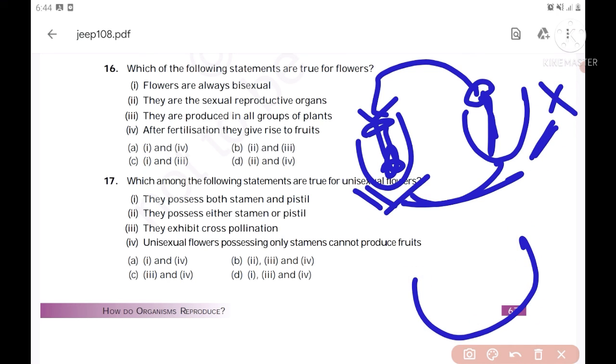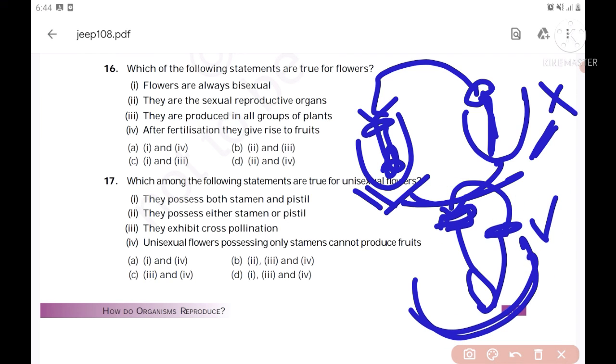What is self-pollination? A flower which contains a pistil and the stamen is called a bisexual flower. Now the pollen grain on the anther will stick to the stigma of the same flower. This is self-pollination. But in unisexual flowers, this is not possible, as a unisexual flower will have either pistil or stamen. Right? So only cross-pollination happens. So they exhibit cross-pollination. Unisexual flowers possessing only stamens cannot produce fruits.